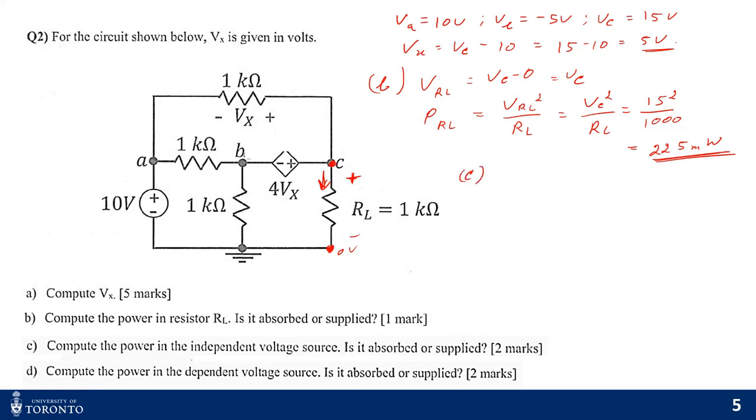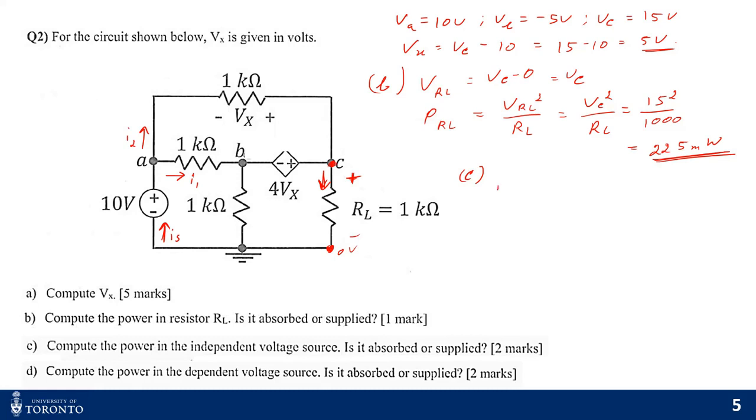Now for part C, we have to find out the power absorbed or supplied by the independent voltage source, right? So we have to find out the current through the independent voltage source. So let's find out this IS. Now this IS will be split up into this one. Let's call this I1, and let's call this I2. So this IS will be split up into I1 and I2.